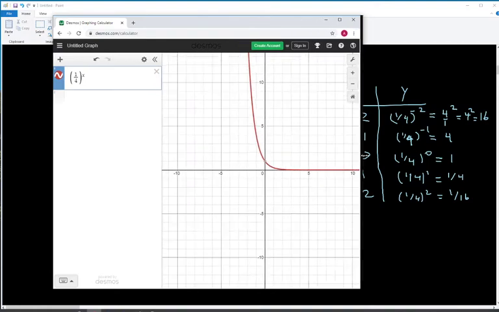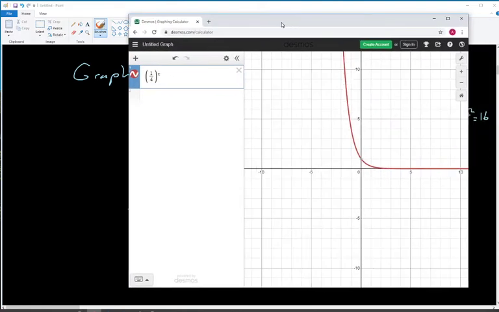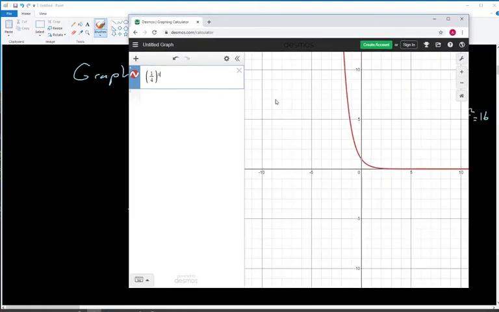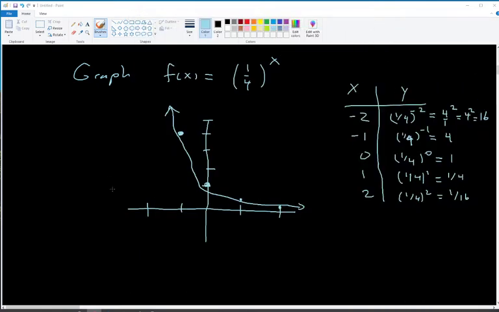And so I've drawn it not very good here, but basically we can see this graph looks kind of like we've drawn it. It blows up as you move to the left, it gets bigger, and then as you move to the right, it pinches down on the axis.